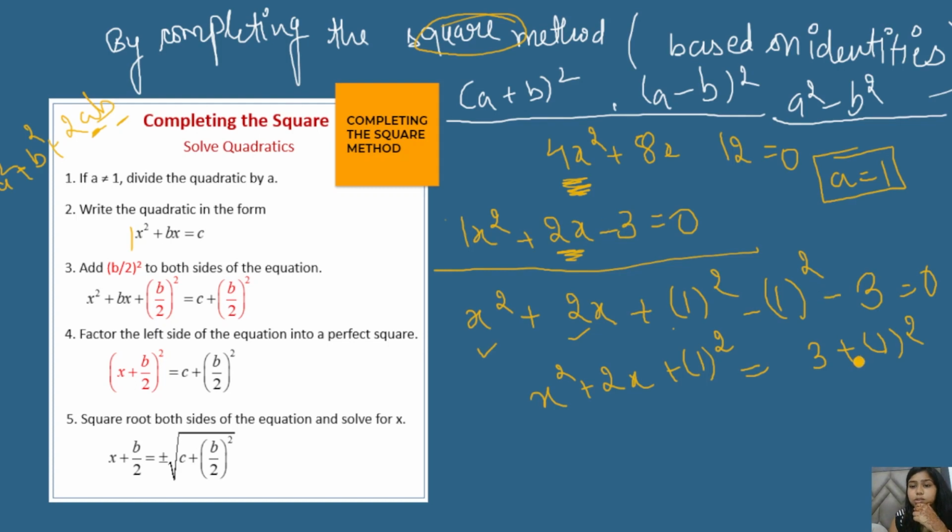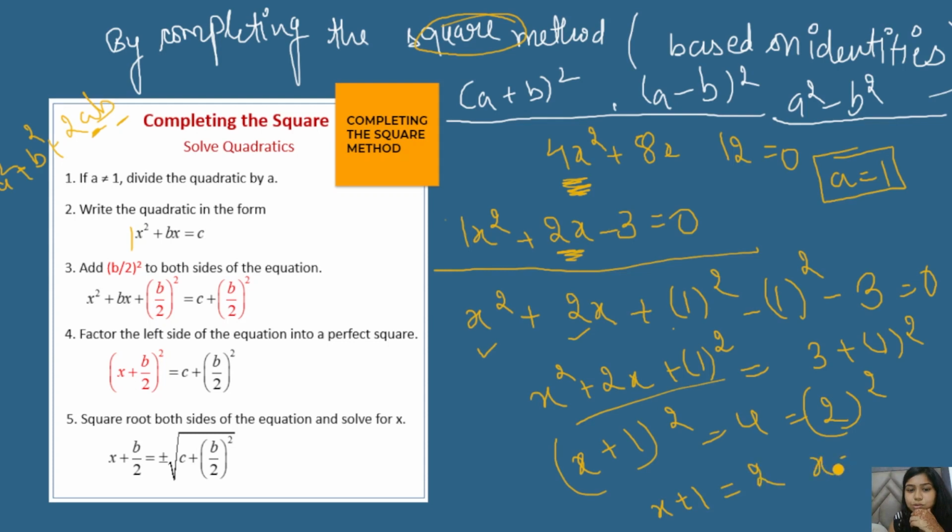So this is the whole thing, and you will get it like this. This makes x plus 1 whole square equals 4, or you can say 2 square. So easily you can find that x plus 1 equals 2, or x equals 1. This is the whole scenario for the completing the square method. This is what we call the completing the square method.